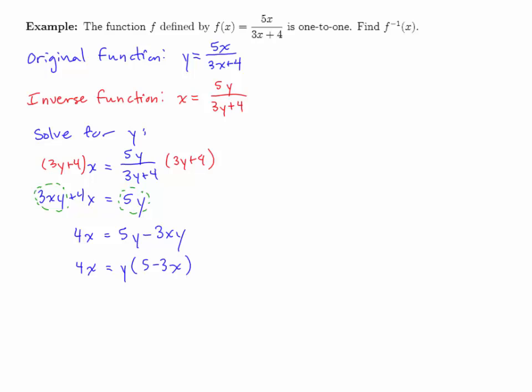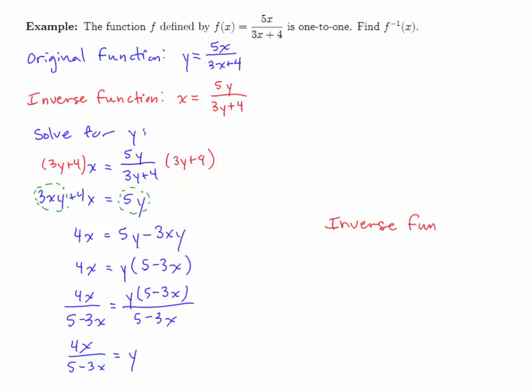So at this point, all I have left to do to solve for y is to divide each side then by that 5 minus 3x. So this left-hand side, I'll have 4x over 5 minus 3x. And on the right-hand side, I'll divide in the same way. 5 minus 3x, divide out. So what we're left with then is that 4x over the quantity 5 minus 3x is equal to y. And as we define then that inverse function, we'll write it using function notation. And so our inverse function, we write f inverse of x is equal to 4x over the quantity 5 minus 3x.